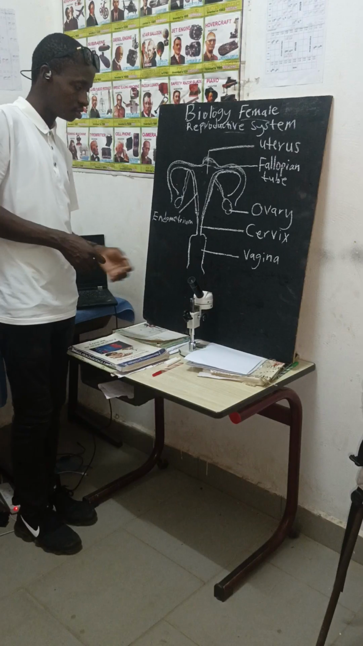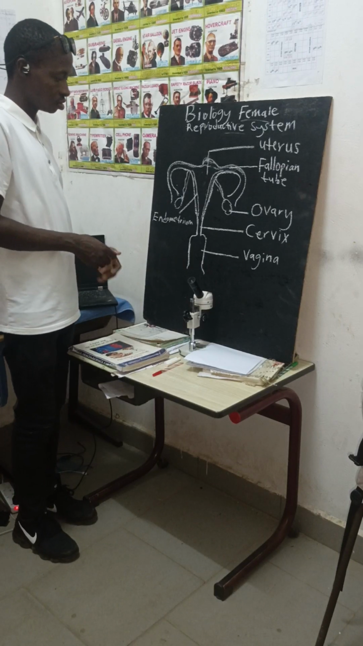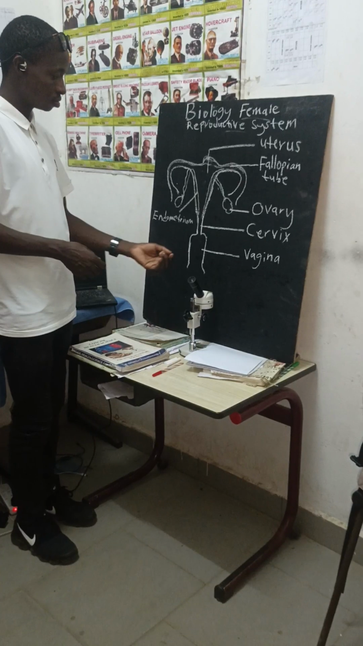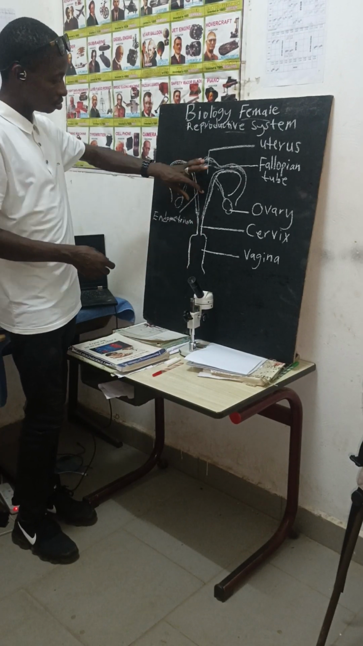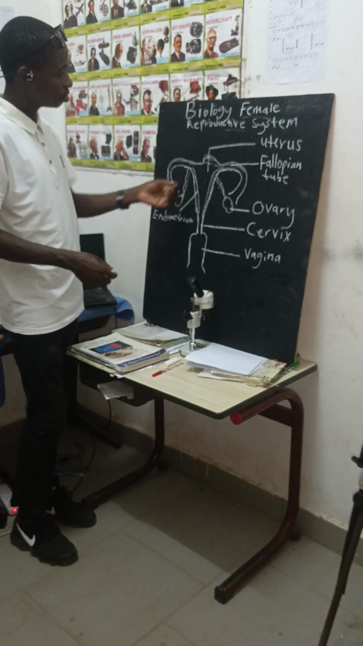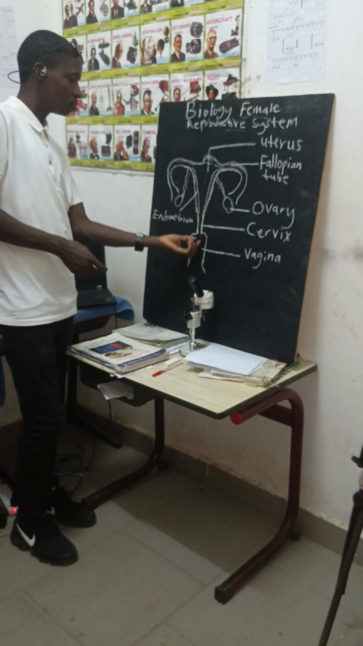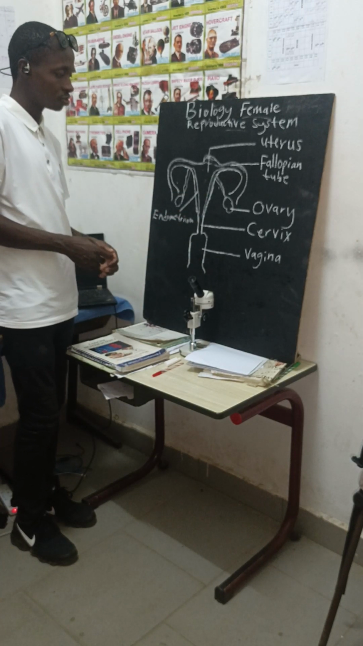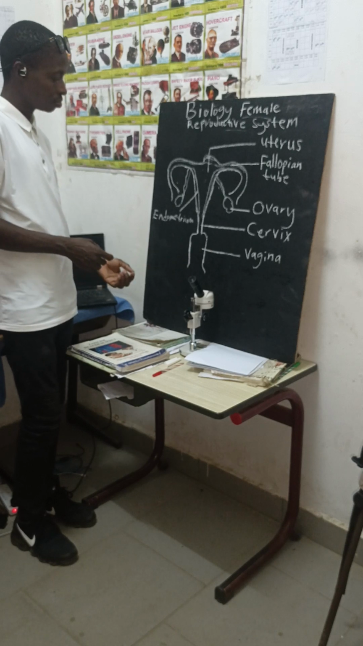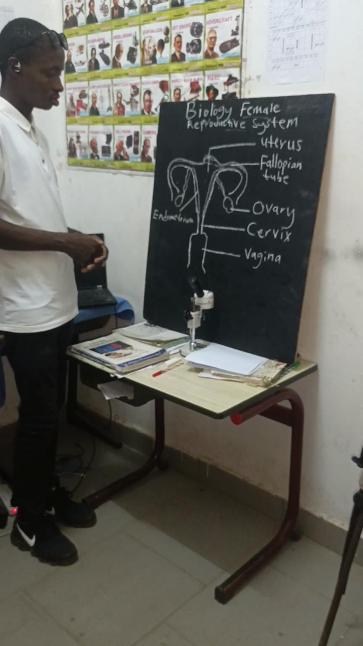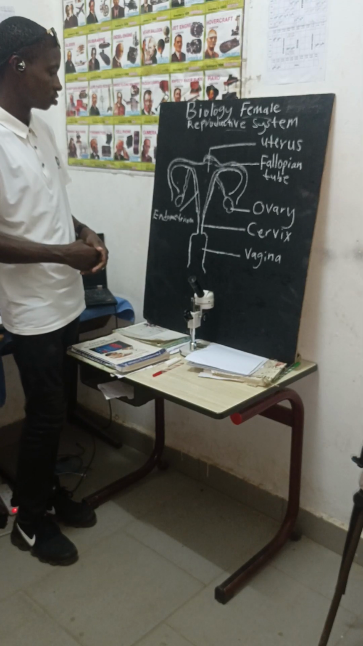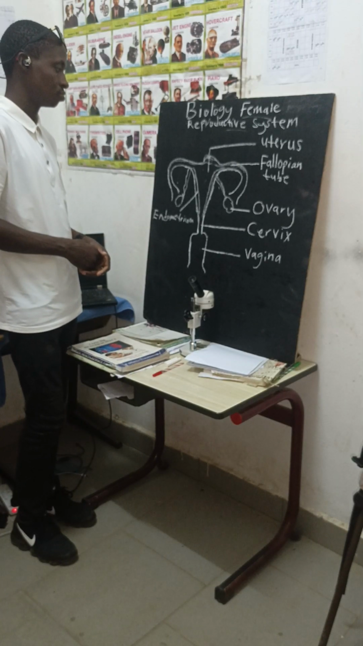We have the vagina. It's a muscular structure. It's just a birth canal, and it also has another function. Menstrual blood passes through it. It also receives the penis during sexual intercourse.